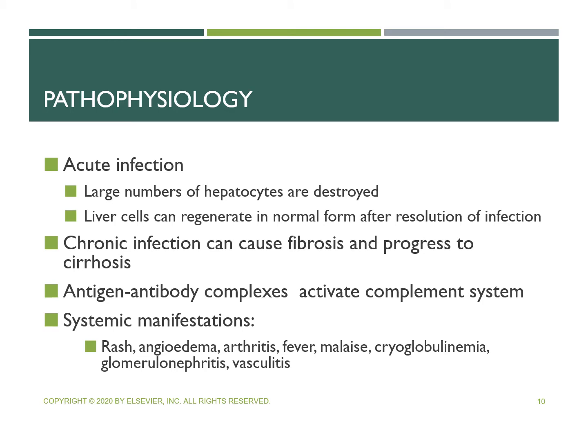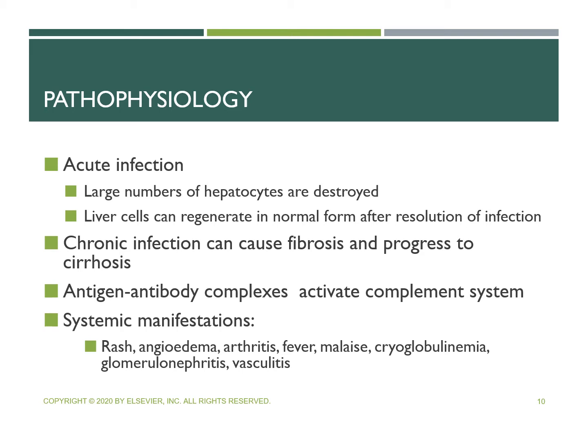With an acute infection of hepatitis, a large number of hepatocytes can be destroyed. However, the liver cells can eventually regenerate and the infection can resolve. With chronic infection, though, you can sometimes end up with fibrosis, which could then progress to cirrhosis of the liver.